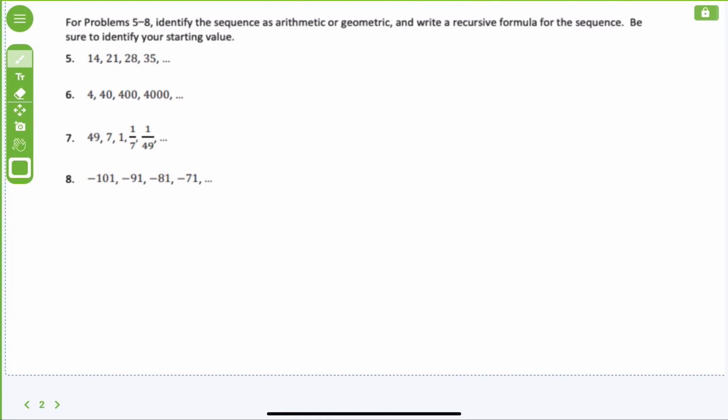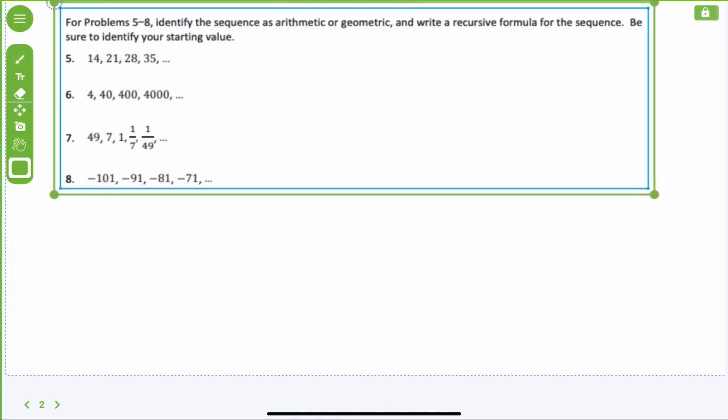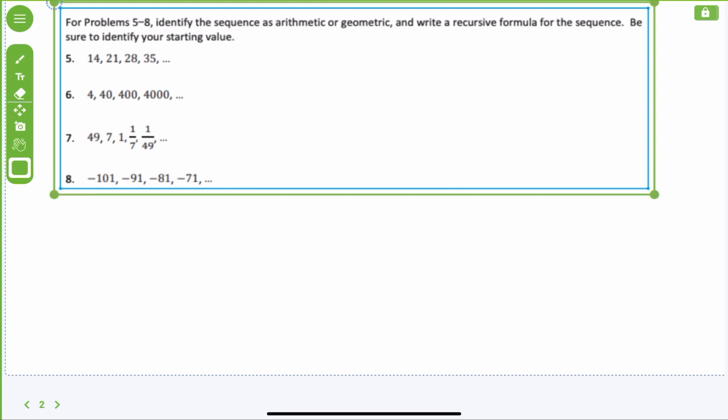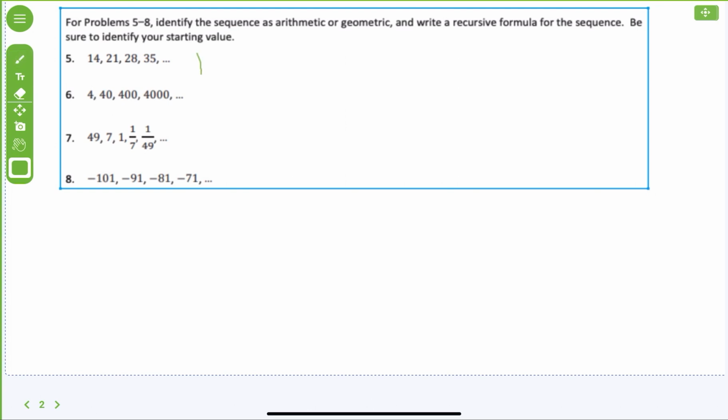Arithmetic or geometric. So for 5, what is it? It's arithmetic, and we are adding 7. Now, how are we going to write that for a formula? Let's call it f of n. F of n plus 1 is going to equal f of n plus 7. That's it. It doesn't matter. It's the same thing, Jordan.